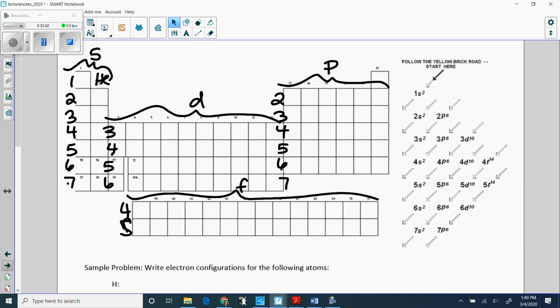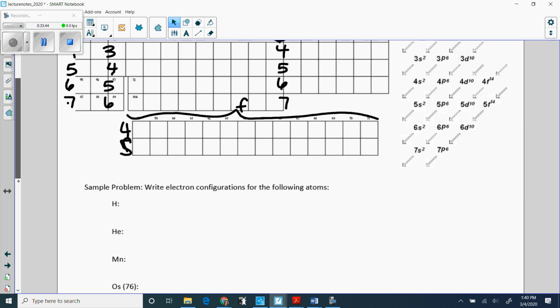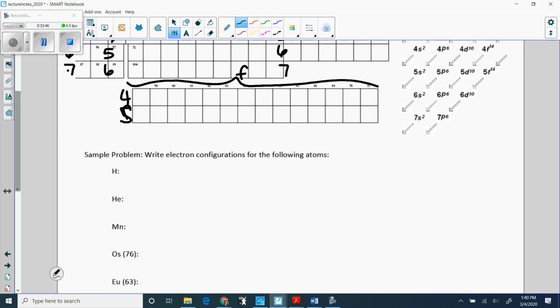So if we were going to write an electron configuration for hydrogen, what we do is we find hydrogen on the periodic table. It is in the first energy level, so we write a 1. It's in the s shape as well, so we write an s, and it's the first one over, so we write a 1. Helium is also in the first energy level. It's in the s category, but it's the second one over.